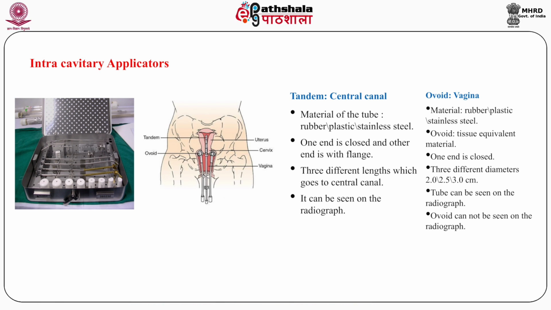The tube can be seen on the radiograph. Ovoids cannot be seen on the radiograph because the material of the ovoid is tissue equivalent, and when we take a radiograph, the kV of the X-ray tube is high enough to pass through this material, and we cannot see the image of ovoids in the actual radiograph.